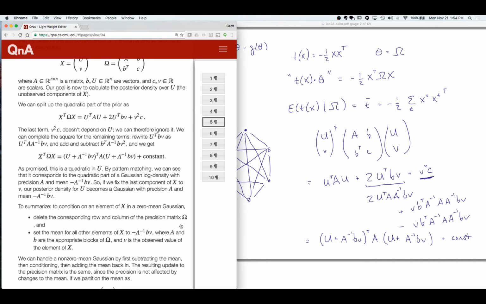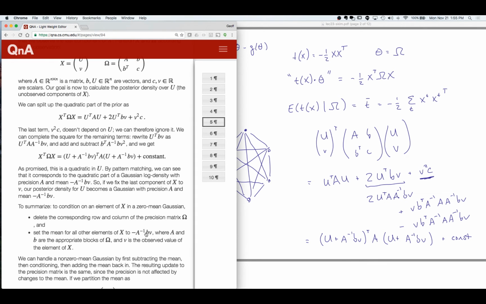And so conditioning on an element of a zero mean Gaussian means basically that we delete the corresponding row and column of the precision matrix. We drop B and C because they correspond to the element that we're fixing. And then we set the mean for all of the other elements to the thing we just calculated. So this is an efficient algorithm for conditioning in a Gaussian graphical model. The time required is basically the time to solve this system of linear equations, which is no more than cubic in the length of the vector b.